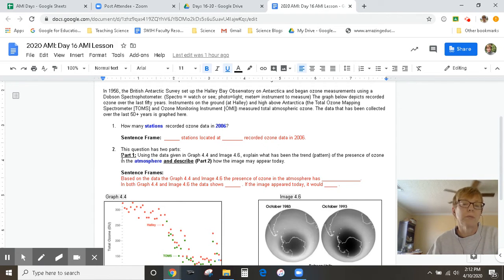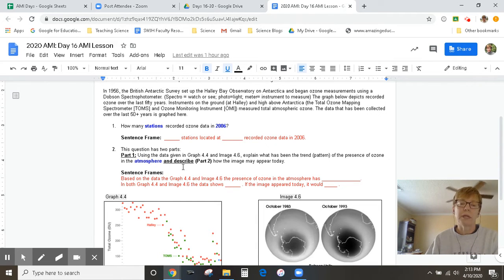Question number 2 was kind of long and a little tricky, so I broke it down. They're really asking two different things, so I broke it down into parts. Part 1 says, using the data given in graph 4.4 and image 4.6, explain what has been the trend or the pattern of the presence of ozone in the atmosphere. And I highlighted atmosphere because when we read the passage, there are two different places where they took ozone readings. And this question only wants us to look at the atmosphere.